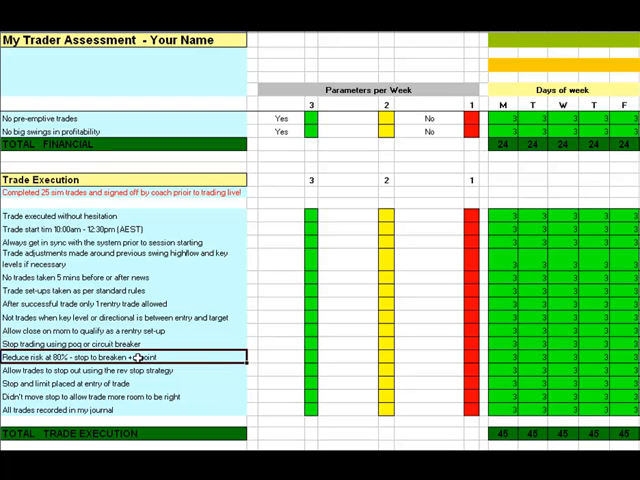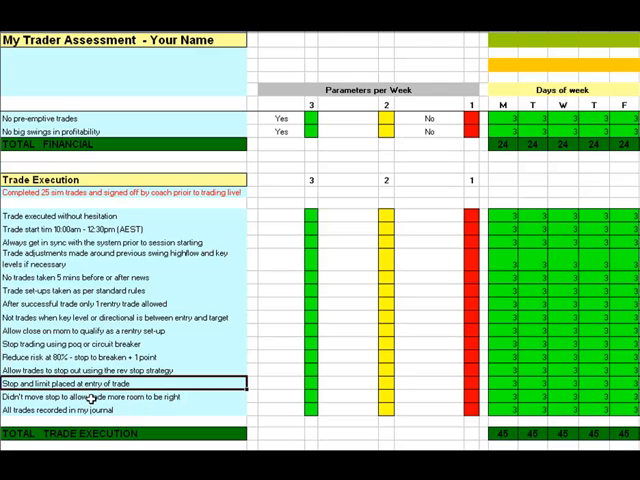Now, reduce risk at 80%, stop to break even. Right, so this is one of the critical things. If we get to 80% of our target, our stop needs to go to break even, plus 1 point to cover the brokerage. So allowing the trade to stop out using the reversal stop strategy, that's a yes, so we gave ourselves a 3 there.